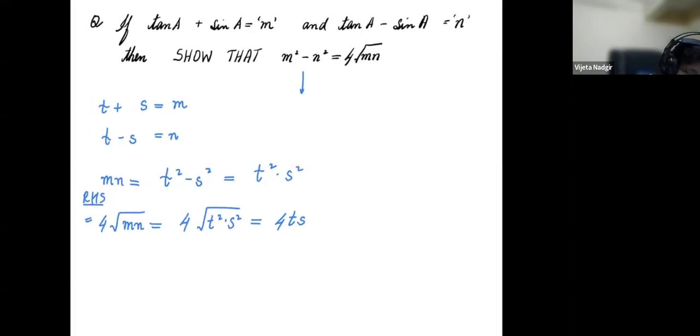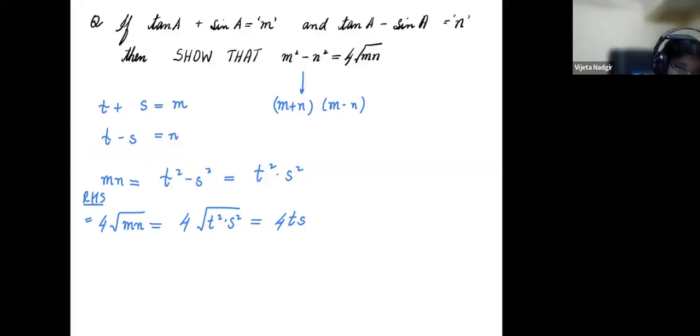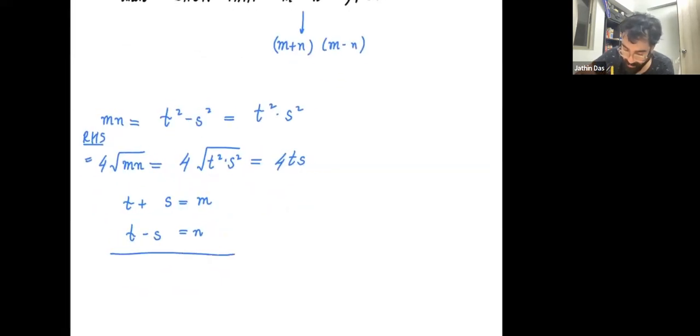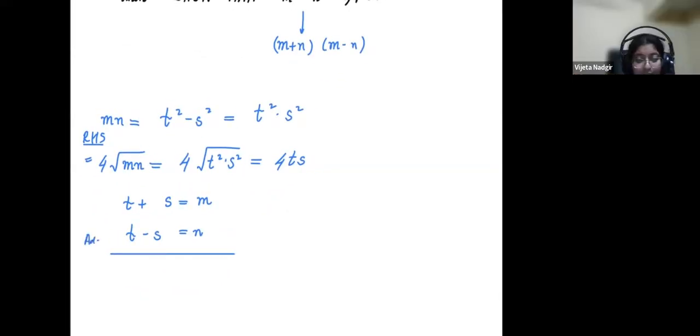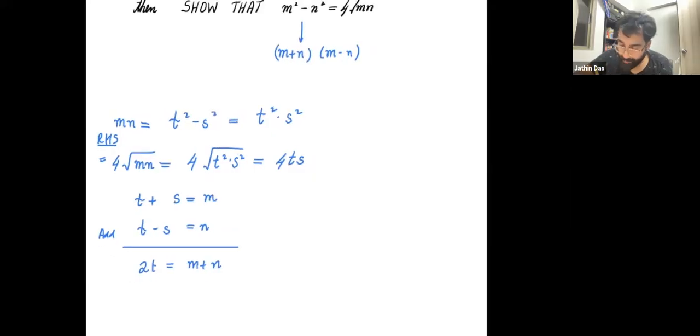So m square minus n square you can split like this, m plus n into m minus n. And this you can solve like, you add these two and you can get t. If you add it, what do you get? m plus n, 2t is equal to m plus n, correct? So m plus n, you got 2t.